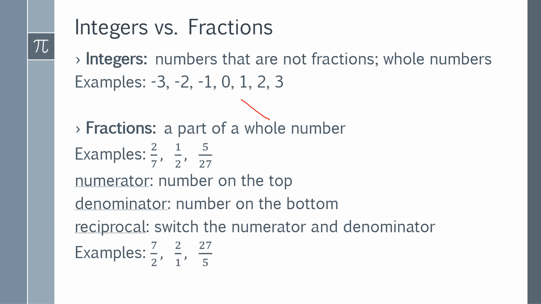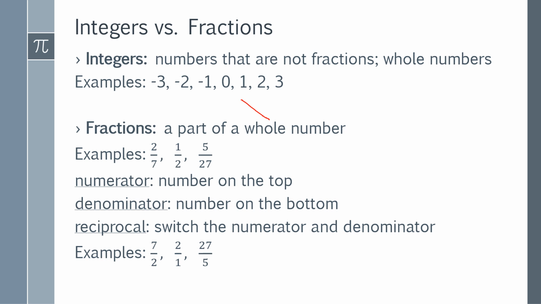Let me give you some definitions. First definition: what is an integer? An integer is a whole number, so it's not a fraction. In my examples, I have -3, -1, positive numbers 1, 2, and 3, and 0 is an integer as well. Now fractions, those are part of a whole number. The examples I have here are 2/7, 1/2, or 5/27.